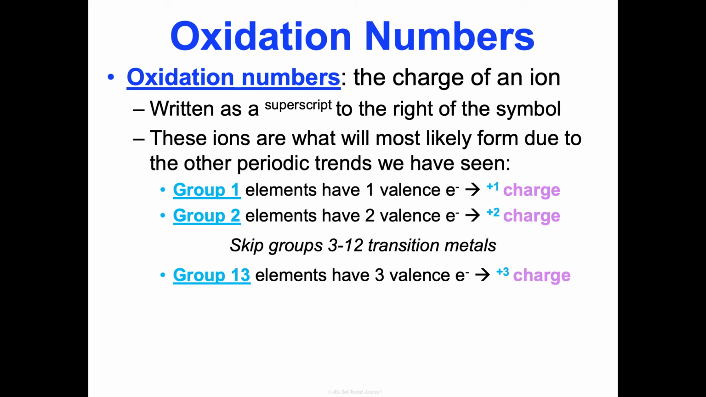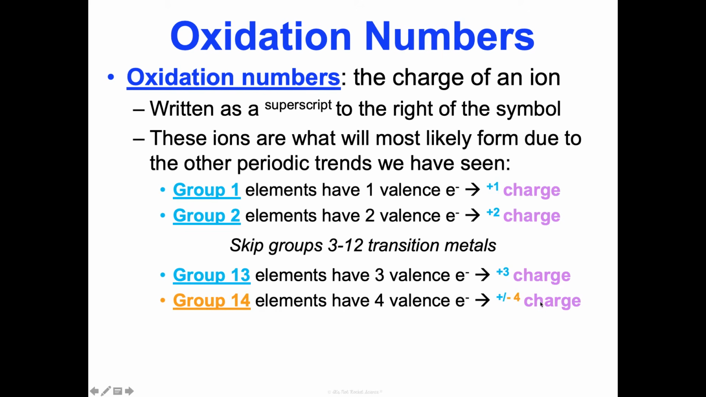Group 13 have 3 valence electrons, so they tend to lose those 3 and get a +3 charge. Now, group 14 is where it gets interesting. They have 4 valence electrons, so it's just as easy to gain 4 as it is to lose 4. So they can have a +4 charge or a -4 charge. It just depends. We tend to not even see these have a charge because they tend to share their electrons, which again, we'll get to in our next unit.